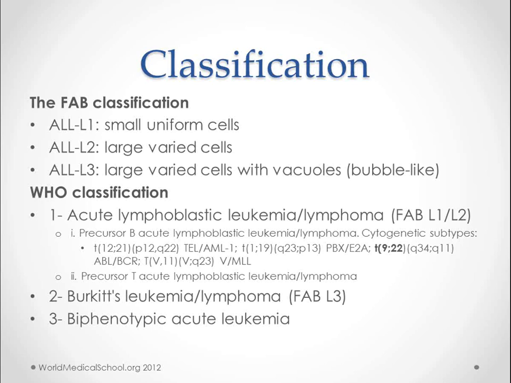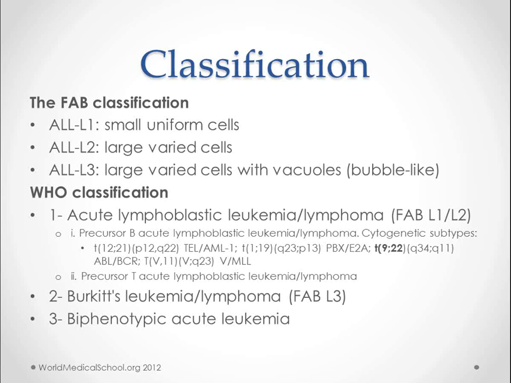And we've talked for a long time about the FAB classification. This is the French, American, British classification. And it's pretty simple. So it's probably the one that will still be tested on in the short term. But there's a lot of suggestion that we may abandon it altogether at some point. So the L1 classification has the small uniform cells, L2 the large varied cells, and L3 large varied cells with vacuoles, the bubble-like. But the World Health Organization recently met and talked about a completely different classification, because they say that this FAB classification doesn't really mean anything to us in terms of prognostic factors, or it doesn't change treatment at all.